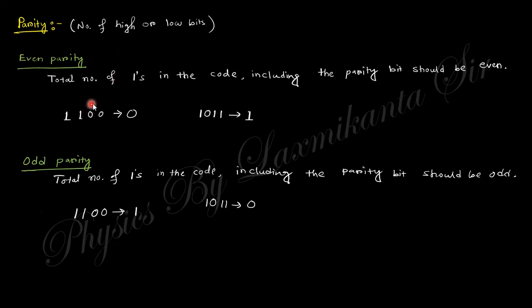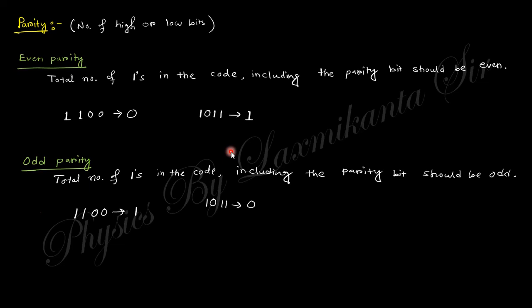There are two types of parity, even parity and odd parity. Even parity means the total number of 1s in the code, for any 4-bit code, you can also take 16-bit, 8-bit, etc., including the parity bit, should be even. What do you mean by even parity? When the number of 1s in the code plus the 1 in the parity, the total number of 1s with the code, is even, it is known as even parity. For example, for 1100 you can see there are two 1s, so the even parity bit is 0, and for 1011 there are three 1s, so the even parity bit is 1, such that the total number of 1s will be even. So this is the even parity.